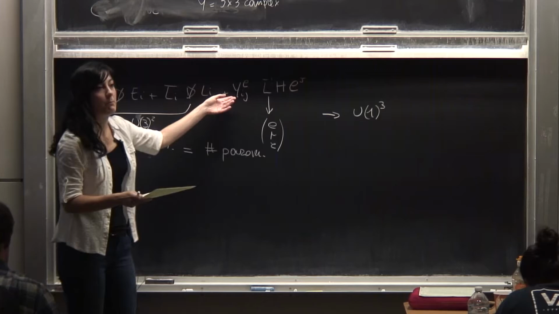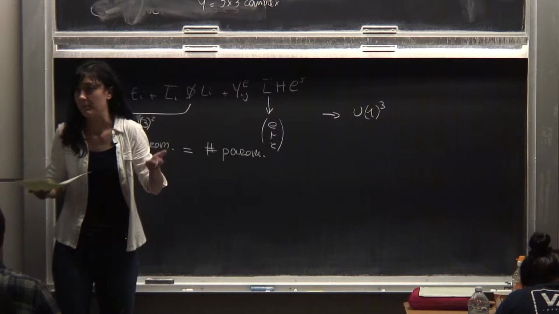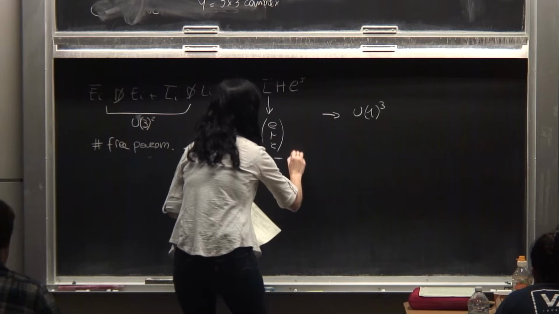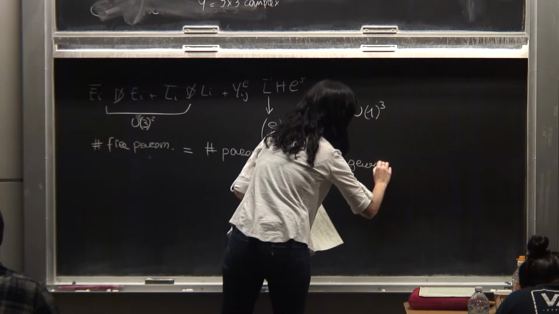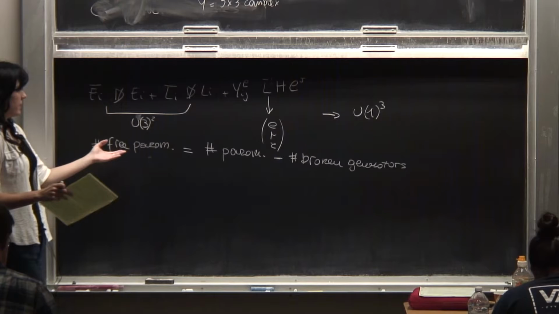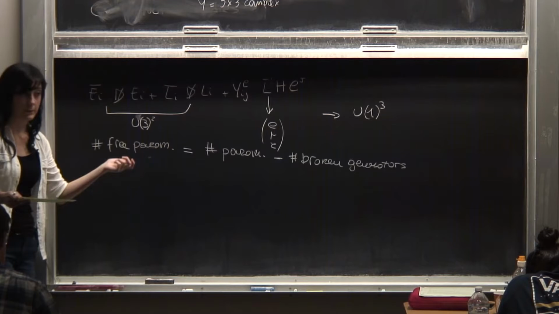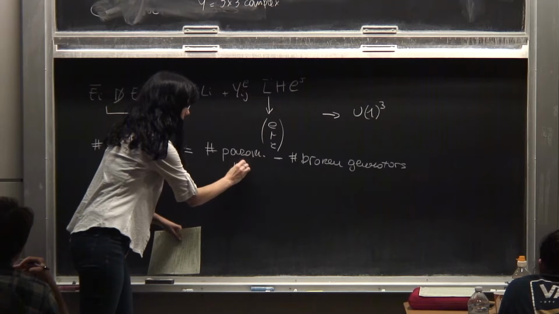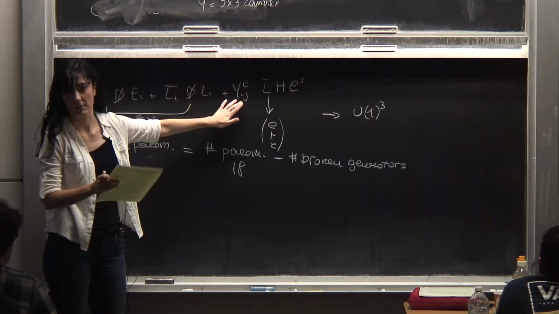For example, if I have a complex 3×3 Yukawa coupling, then I will have 18 parameters, minus the number of broken generators. Okay. So let's see if we apply this equation here, what we learn for the lepton sector. So how many free parameters do we have in the lepton sector? Here, as I already told you, we have 18 parameters. So these are the parameters contained in the complex 3×3 Yukawa coupling matrix.